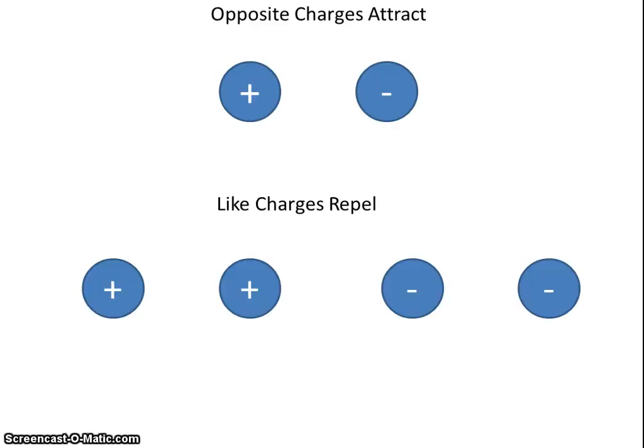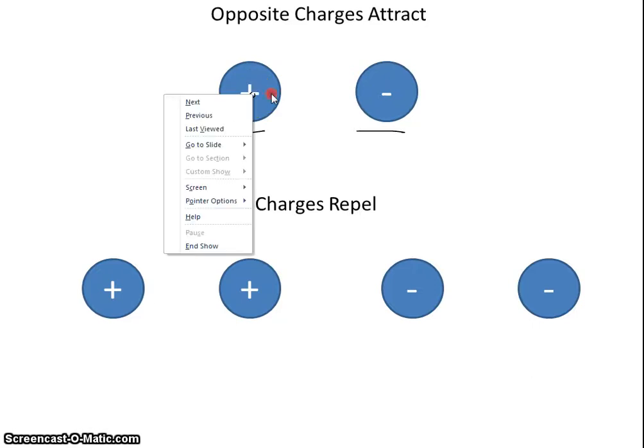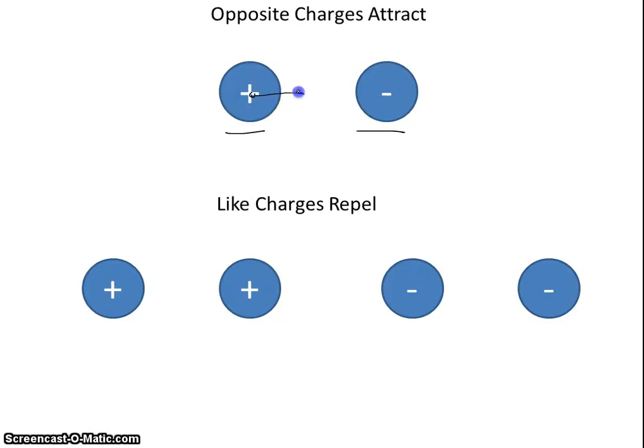Okay, so there's two kinds of charge. There's positive charge and there's negative charge. And when you bring charge that is opposite to each other, it attracts. It'll feel an attractive force. So if I bring a positive charge near a negative charge, I get attraction in the direction of each other. They attract. So the plus charge will feel a pull toward the negative charge, and the negative charge will feel a pull towards the positive.